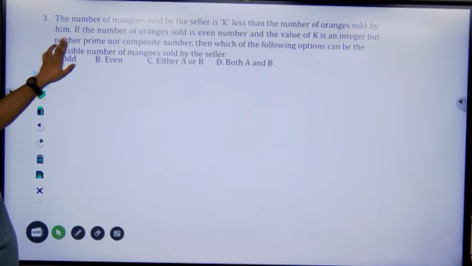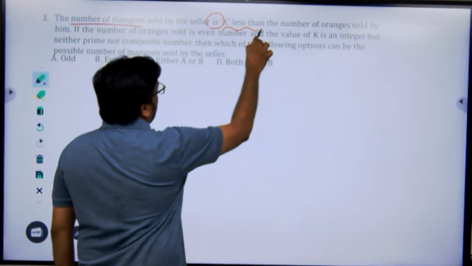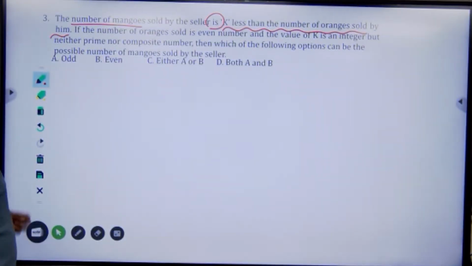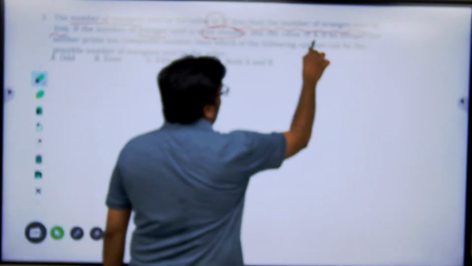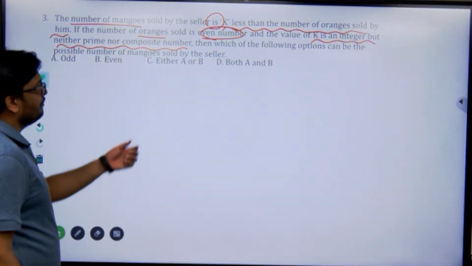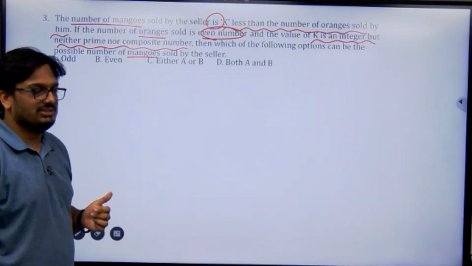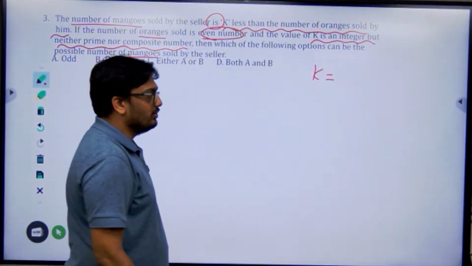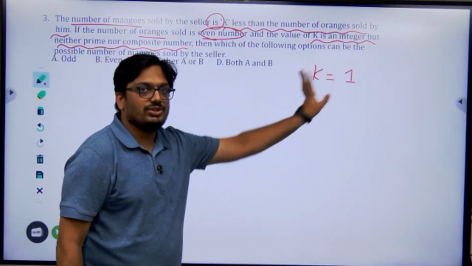The number of mangoes sold by the seller is k less than the number of oranges sold by him. If the number of oranges sold is an even number and the value of k is an integer but neither prime nor composite, then which of the following options can be the possible number of mangoes sold by the seller? Listen here, k is an integer but is neither prime nor composite, which means one is neither prime nor composite, so the value of k is equal to 1.